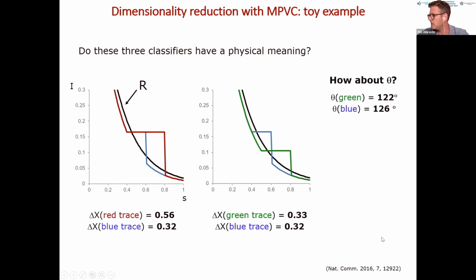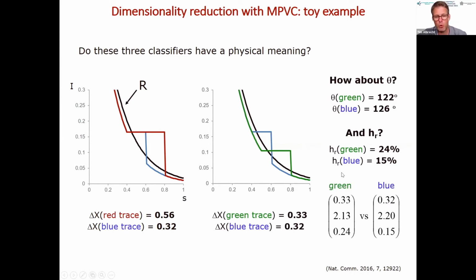Now, what about the vector angle? Again, the green gives us 122, the blue 126, some difference, but not great. And then finally, the reduced Hamming distance, and this is now working a little bit better here. 24% of the components of the green trace have different sign, basically are below the reference vector, whereas for the blue one, it's only 15% of all components. And then you pull all these three parameters together to produce a point in three-dimensional space that's defined by the individual parameter values.